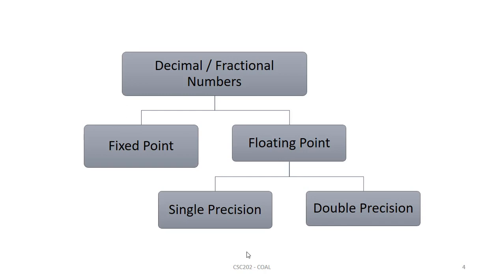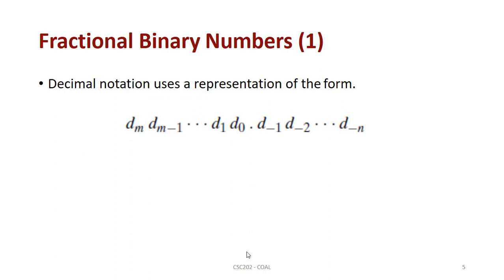But in C language and C++ and most other languages, we usually have floating point representation, and computer systems generally use floating point representation. So first of all, let's talk about fixed point representation. Fixed point representation means that the position of the point is fixed.